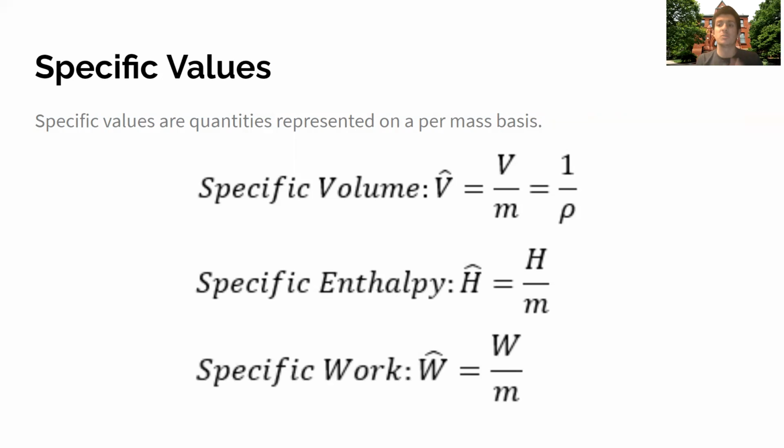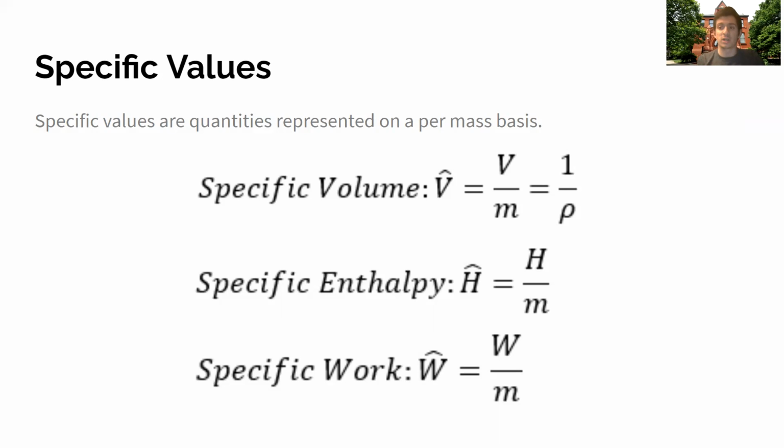And finally, there's also specific work. Work can be the amount of energy that you put in a system or the amount of energy that comes out of a system. And if it's per unit mass, that means that the amount of mass that we're handling within this system plays a difference in the amount of work that goes in or comes out of it. These are just a few examples of specific values. Almost every quantity can be specific if you take it with respect to mass. These are just a few common ones.